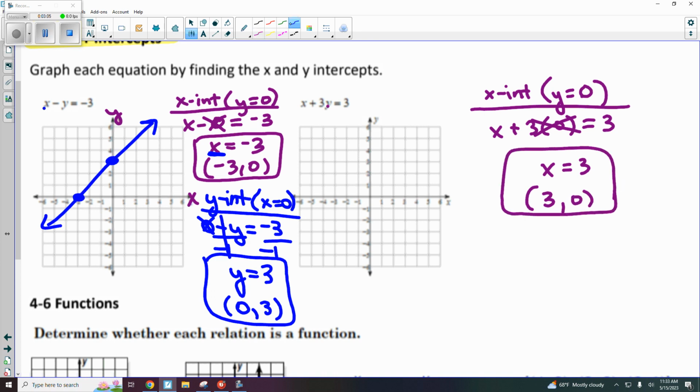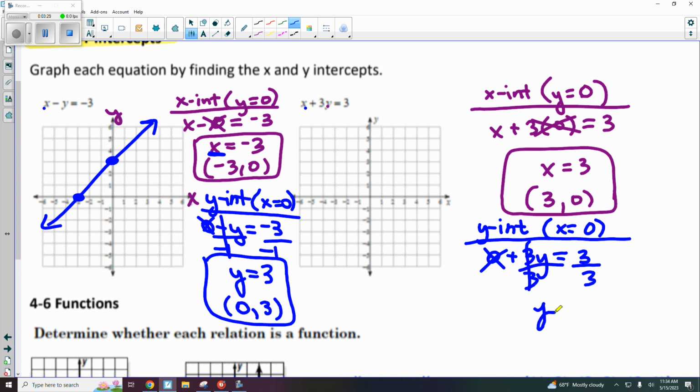And now our y-intercept is for when x is 0. So if your formula says x plus 3y, it's going to be 0 plus 3y equals 3. Once again, I love 0 because 0 disappears, but y is a 3y. So what's our last step? You got divide both sides by 3. The 3's cancel, y equals 3 divided by 3 is 1. And so this ordered pair is going to be 0 for x, and then y is 1. There we go. And now we just plot those 2 points.